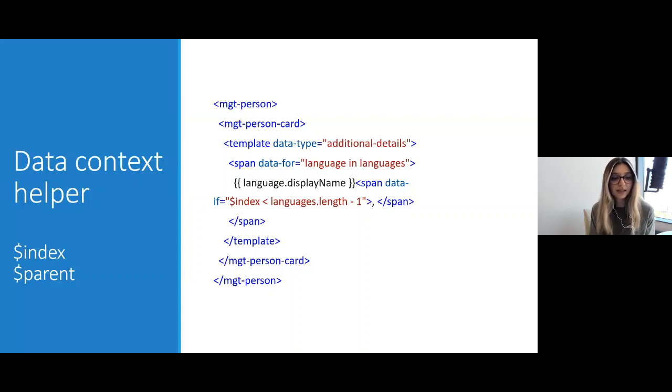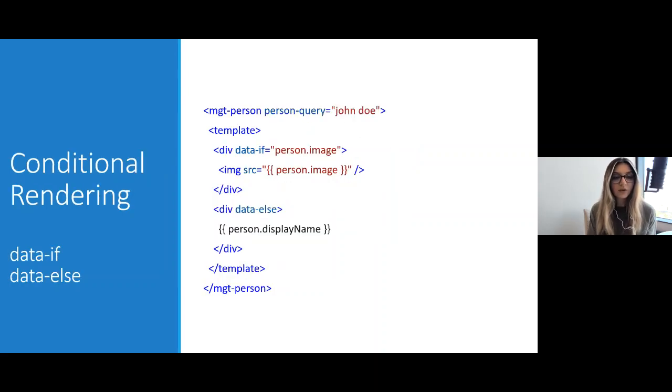We also have a data context helper available. If you want to show some data in your application, you can use index and parent. This just works like any other HTML. We also have conditional rendering. You can use conditional rendering in your HTML file. In this example, if a person has the image, then show the image on the screen. Otherwise, just show initials of the person. So instead of writing this again and again for many people, you can easily use data-if and data-else.